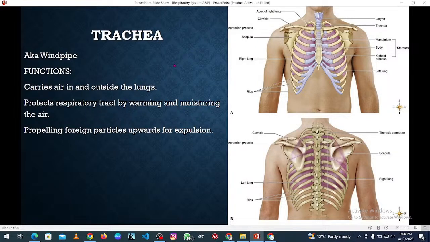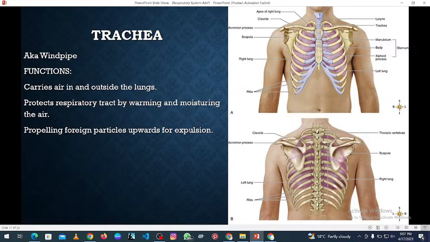And some of the functions of the trachea, I want you guys to listen to me here. I believe we've read. So some of the functions of the trachea: it carries air. This is the main function. It carries air in and out of the lungs. It carries air inside the lungs. It carries CO2 outside the lungs. That is the main function.